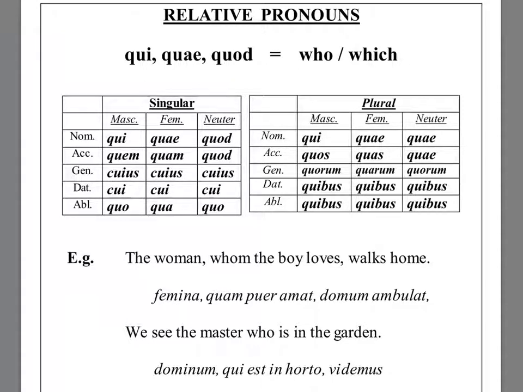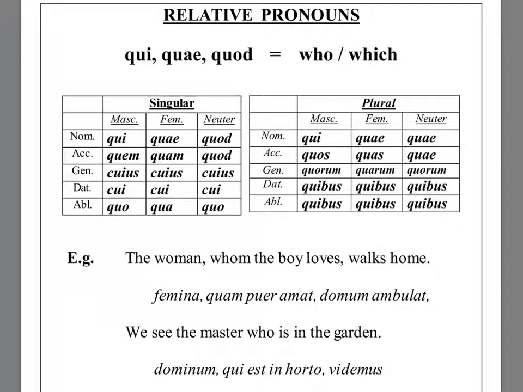Over to the plural then. The masculine nominative plural is also qui, much like the nominative singular. So we have qui, quae, quae. Watch out for the feminine and neuter, they are the same. So, qui, quae, quae, quos, quas, quae. In the genitive, quorum, quarum, quorum. And then the dative and the ablative is quibus, quibus, quibus.